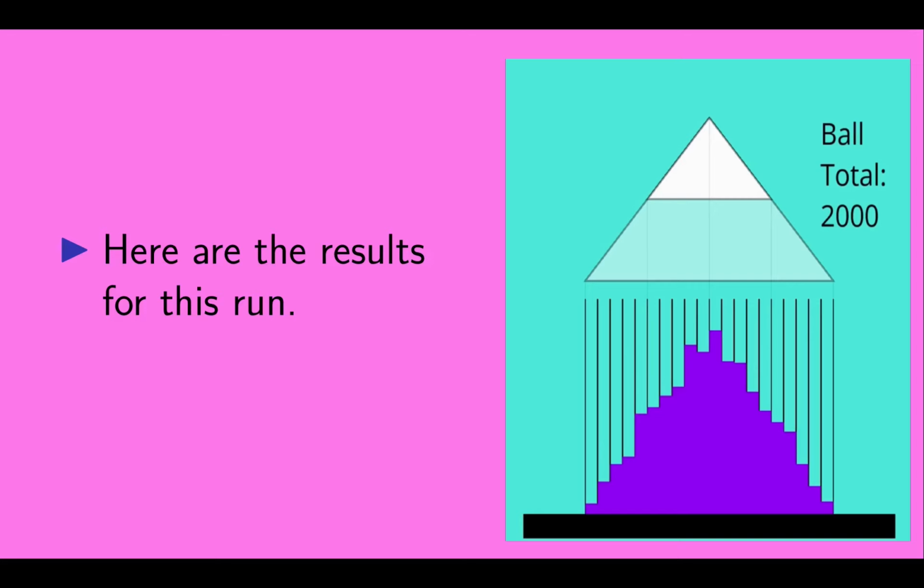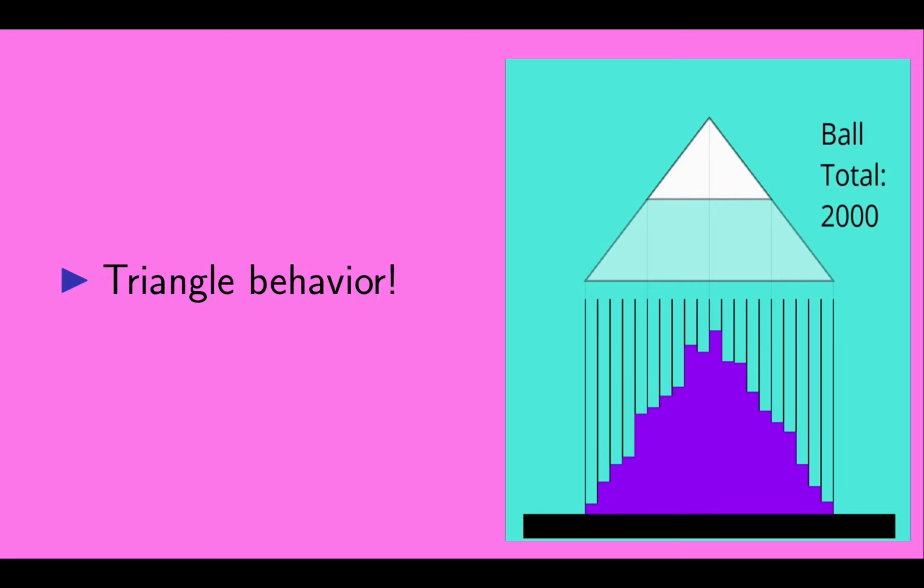Okay, let's look at the results for this run. We can see the triangle behavior. Okay, and with that, it's time to move on to the three-step case.